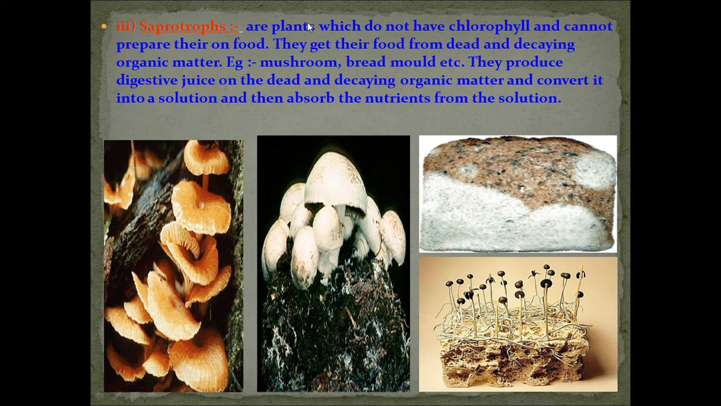Saprotrophs are plants which do not have chlorophyll and cannot prepare their own food. They get their food from dead and decaying matter. Example, mushroom, bread mold, etc. They produce digestive juices on the dead and decaying organic matter and convert it into a solution and then absorb the nutrients from the solution. These are some examples of saprotrophs. Saprotrophs are also known as saprophytes. This is a mushroom and this is a fungus growing over a piece of bread.